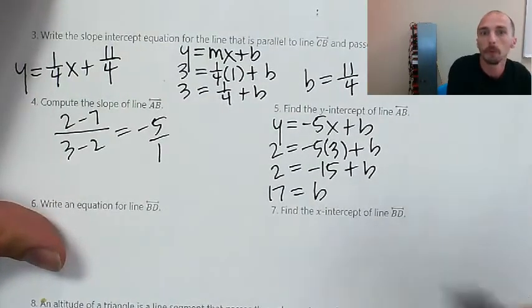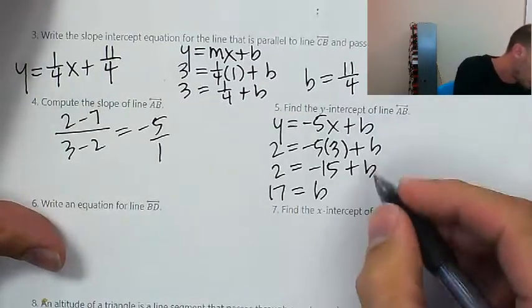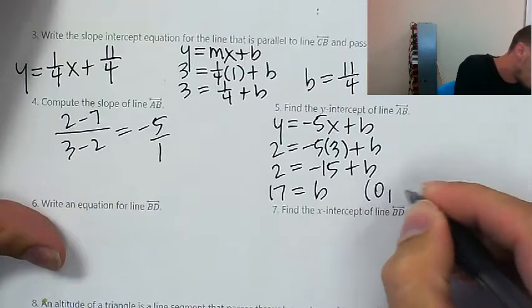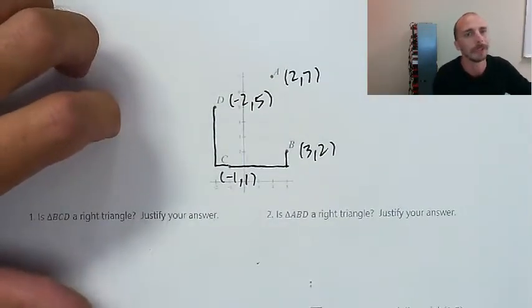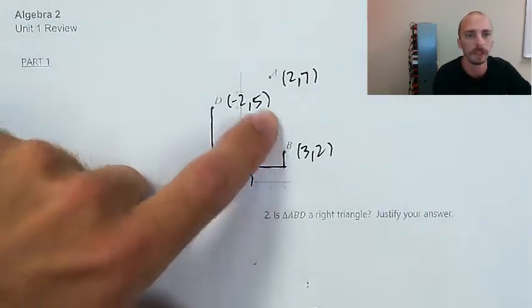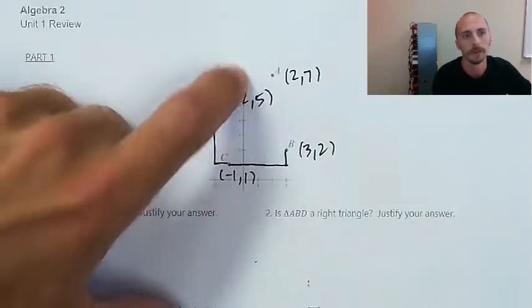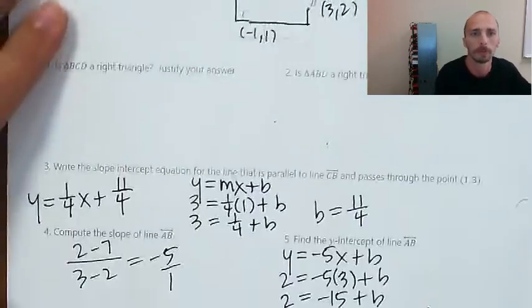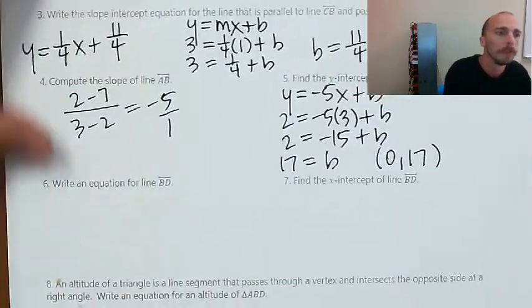So you could say 17 equals b. That would be a perfectly fine response. For the y-intercept, probably the best response would be the coordinates (0, 17). And if we go back and look at our picture, that actually makes some sense, right? It's pretty steep. It's going up this way. It would make sense that our y-intercept is positive and pretty big.